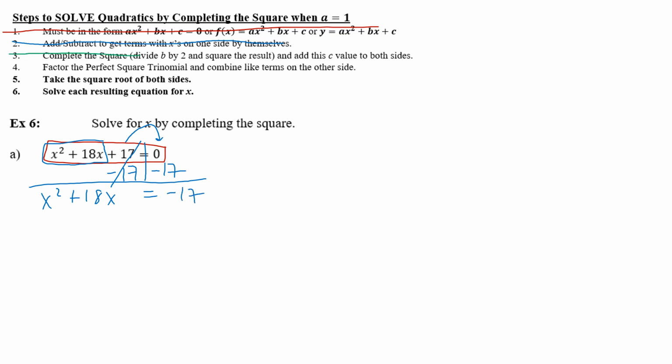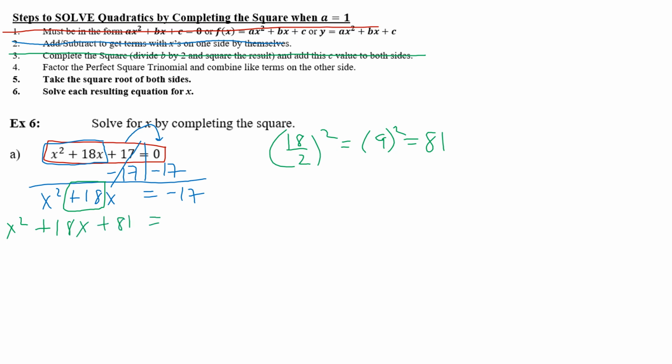Step 3 says complete the square. So we're going to take b, divide it by 2, and then raise it to the second power. B happens to be a positive 18. So we're going to take 18 divided by 2, close it up, raise it to the second power. 18 divided by 2 is 9. 9 squared is going to give us a positive 81. So we're going to add that 81 to both sides. So now it's going to give us x squared plus 18x plus 81 equals negative 17 plus 81. Right? And that was step 3. So we can move on to step 4.